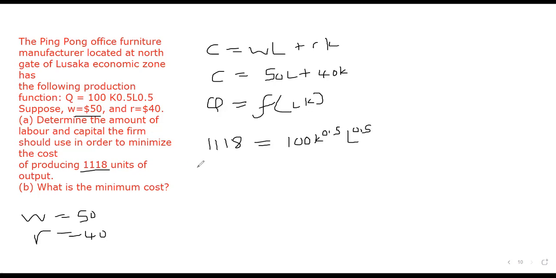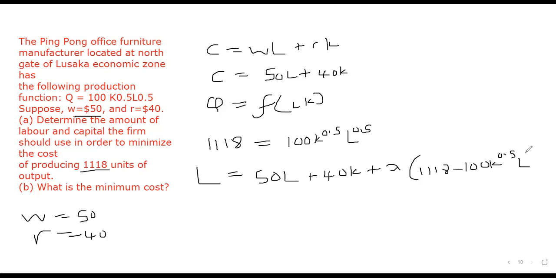So in this case, using the Lagrangian multiplier or Lagrangian function, we're going to minimize the cost. That's what we're being asked. So our function that will come here is 50L plus 40K, then lambda. This one here, we just bring on the side. That's how we minimize them. So here we're going to have 1118 minus 100 K 0.5 and L 0.5. So this is our optimization function to start with. Are we together so far before I proceed?